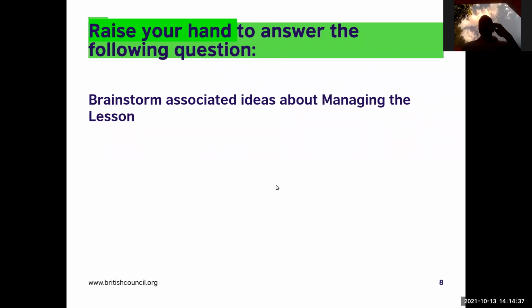So to my mind, when we talk about managing the lesson, there are ideas like lesson planning, lesson implementation, the use of non-verbal language, I mean body language, gestures, the use of interaction patterns, and also there is a good time management. Great.